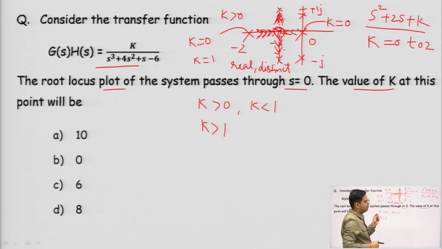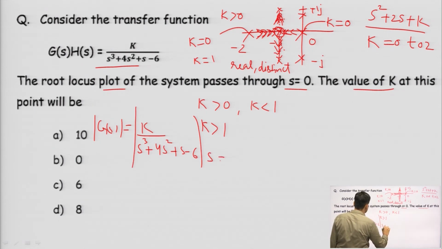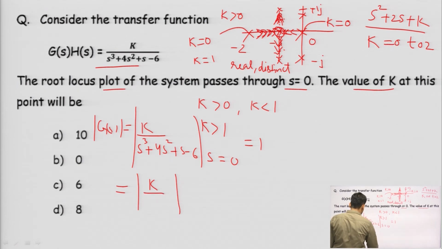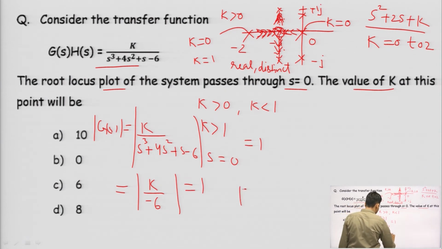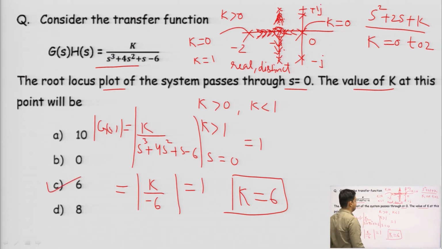So, again to determine the value of k, we need to follow the magnitude condition, right. So, what I will do, I will calculate the mod of g(s), I will apply the magnitude condition. So, mod of k over s cube plus 4 s square plus s minus 6, for the value of s equal to 0, and I will put it equal to 1. So, if I put s equal to 0, this will become k over minus 6 should be equal to 1, or if I further solve it, k is coming out equal to 6. So, the value of k is equal to 6. So, here C is the correct option, right.